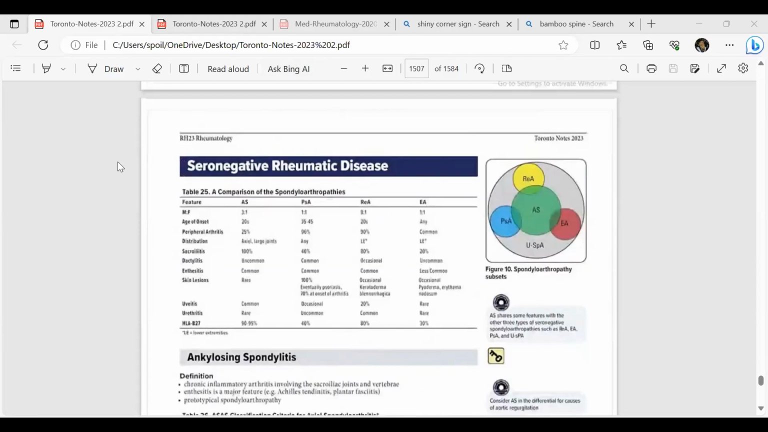Okay, so we are starting seronegative rheumatic disease, and here is a table of comparison between different types. This one is ankylosing spondylitis. This one is psoriatic. This one is reactive. Ankylosing and reactive are more common in males, and uveitis is common in ankylosing, whereas in reactive it's present only in 20% of cases. We will just read this. All of the things mentioned in this table are mentioned below.